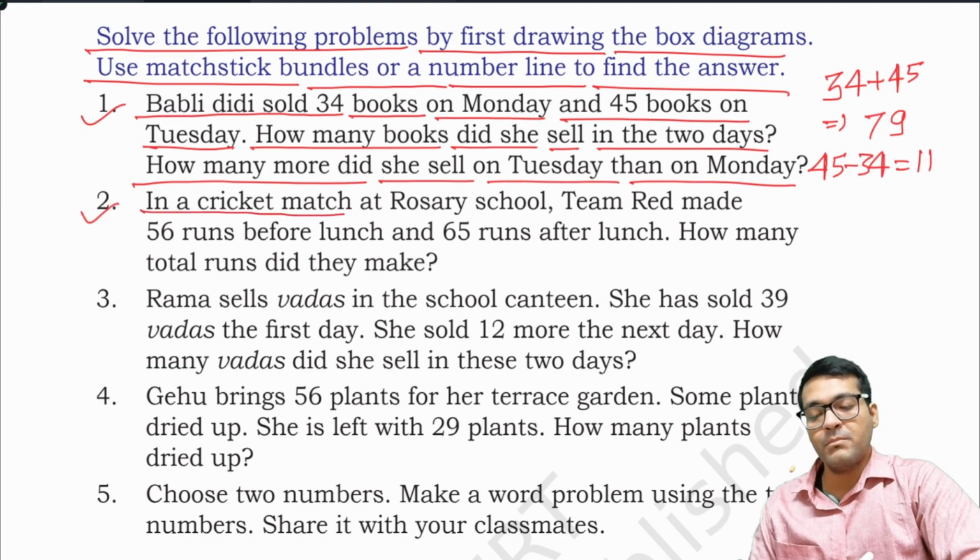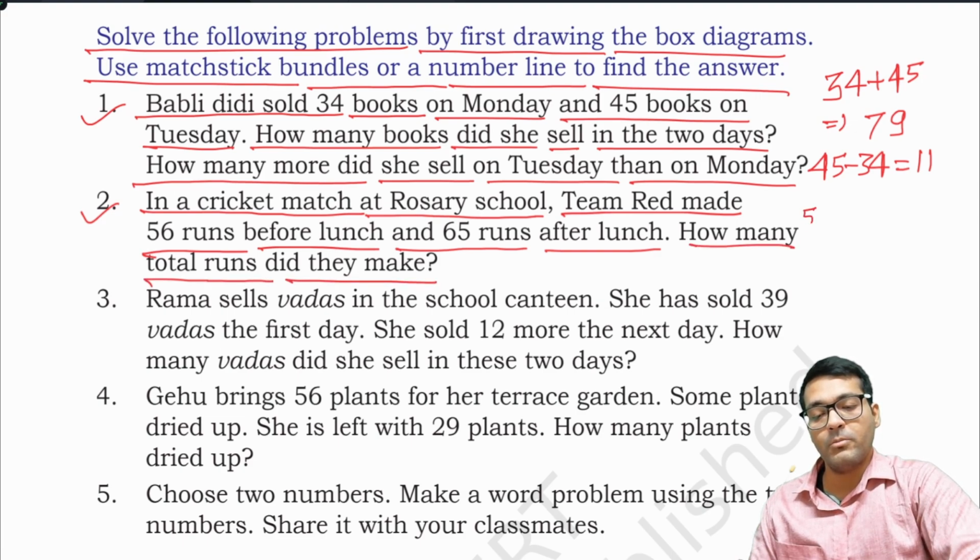2. In a cricket match at Rosary School, Team Red made 56 runs before lunch and 65 runs after lunch. How many total runs did they make? That means you have to add 56 to 65. They made 121 runs. You can do that on Gilnadi or number grid or using matchstick bundles.